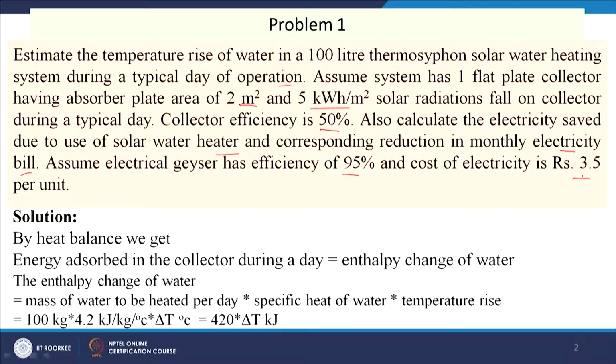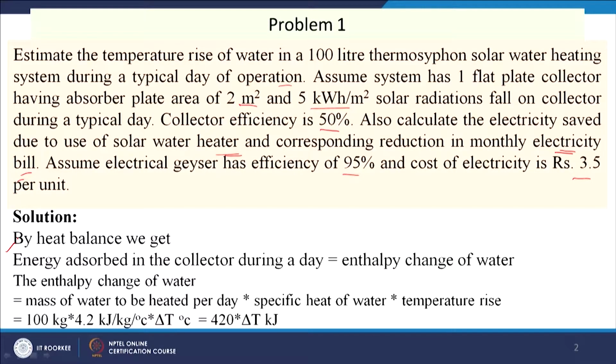So, this is the problem statement. We have to calculate the electricity saved due to use of the solar heater and the corresponding reduction in monthly electricity bill. Now, this is a problem on a solar thermal system, which is used to heat the water. Now, we will see how to solve this.